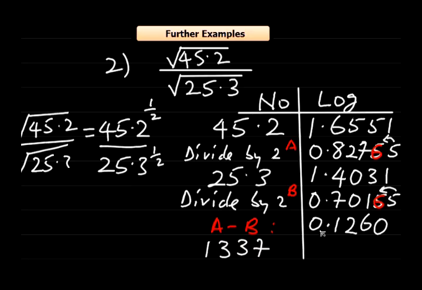This is 0, is it not? We add 1 to it. So 0 plus 1 is 1. So we count 1 place of decimal. 1 is the answer. So the answer is what? 1.337. You can write it out again for the examiner to see clearly.